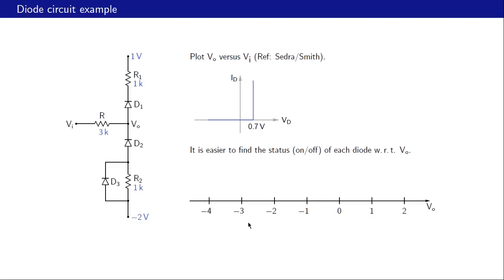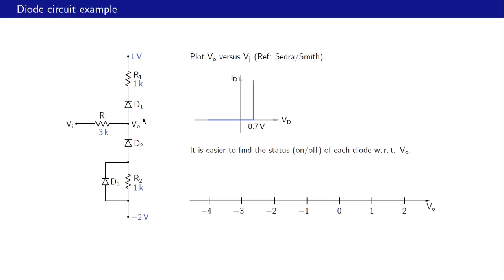Here is our Vo axis. This is Vo equal to 0, 1 volt, 2 volts, minus 1, minus 2, and so on. And to begin with, let us figure out for what value of Vo, or for what range of Vo, D1 is going to conduct.